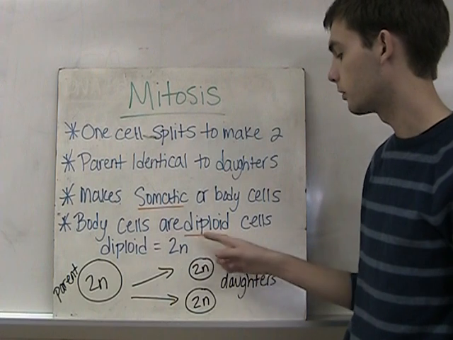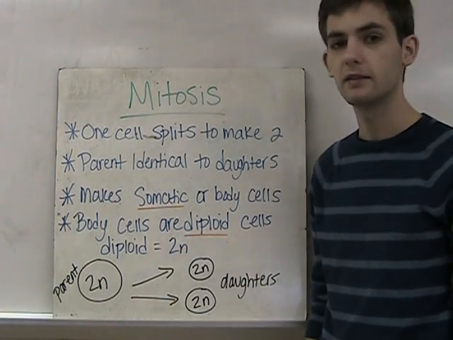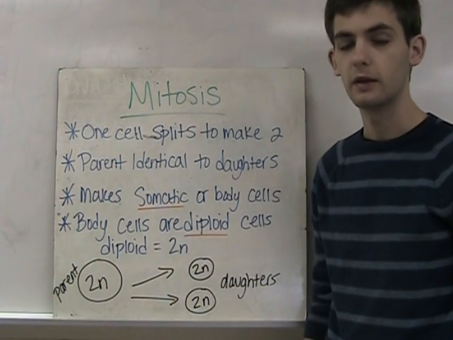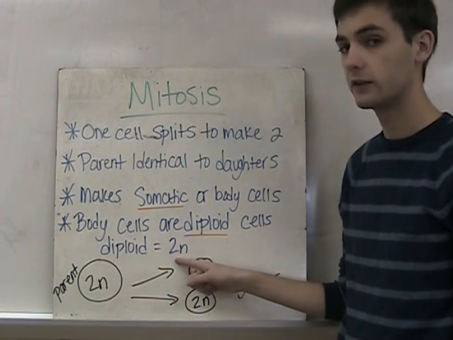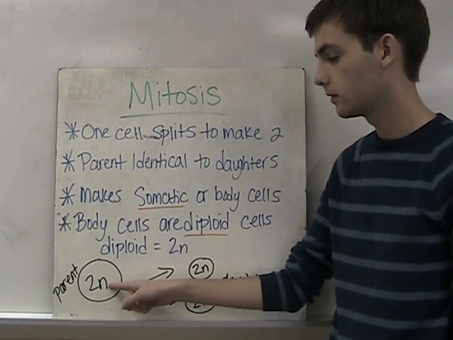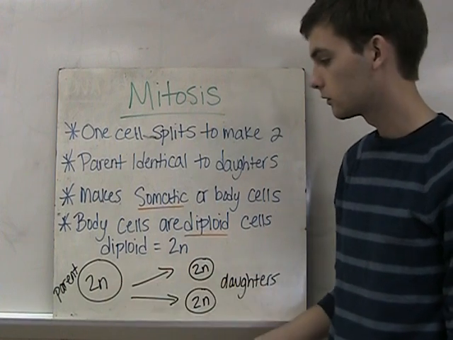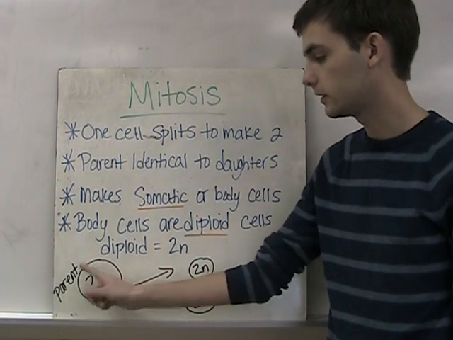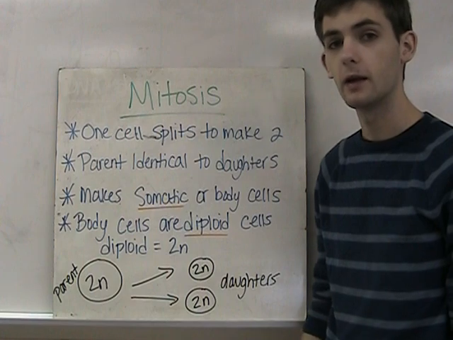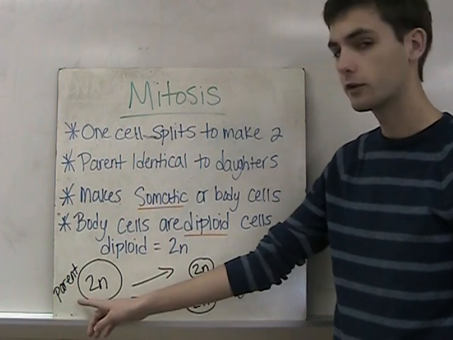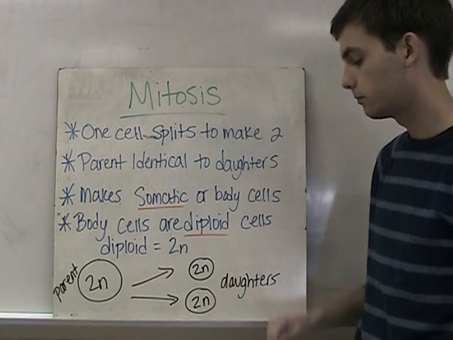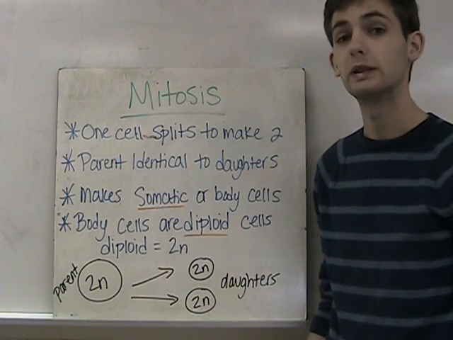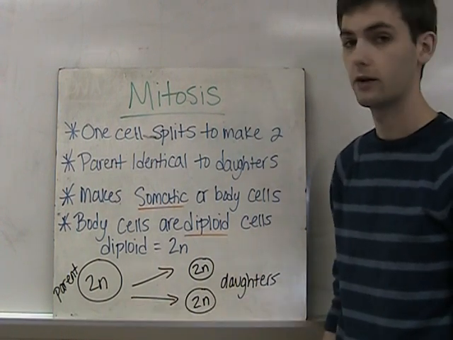Body cells are what we call diploid. This means it has the full set of chromosomes in an organism. Diploid is represented by 2N. N would represent haploid. So in this diagram here, we begin with a diploid or 2N parent cell, and after undergoing mitosis, we get two diploid daughter cells which are completely identical to the parent cell.